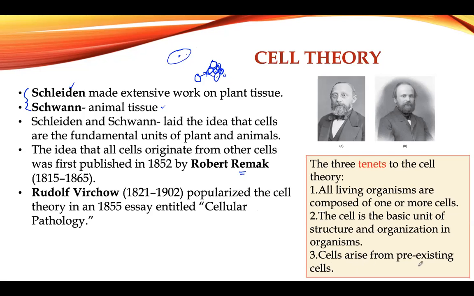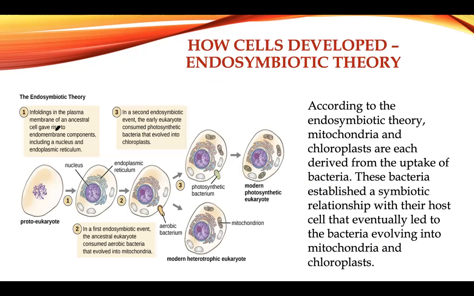Third one, cells arise from pre-existing cells. I told you, all the scientists disproved the spontaneous generation theory. So a cell has to originate from pre-existing cells, not from non-living matter. This slide is very, very important.